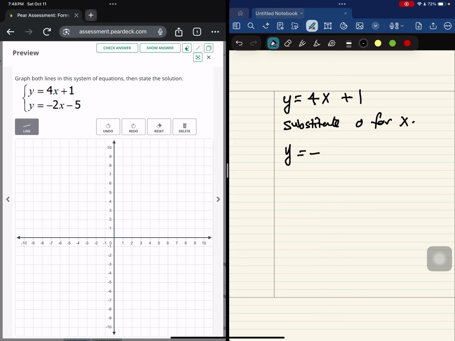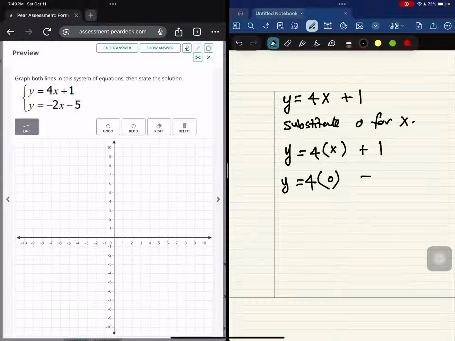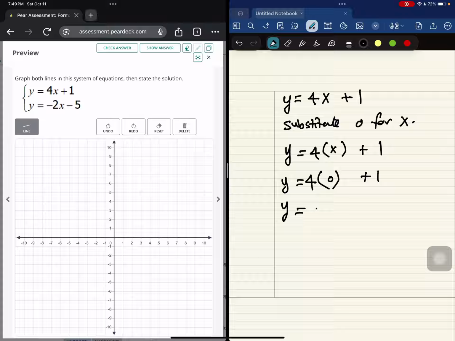y equal 4x plus 1, substitute 0 for x, so instead of x we write 0. Then y equal 4 times 0, which is 0, plus 1, and y is equal to 1.